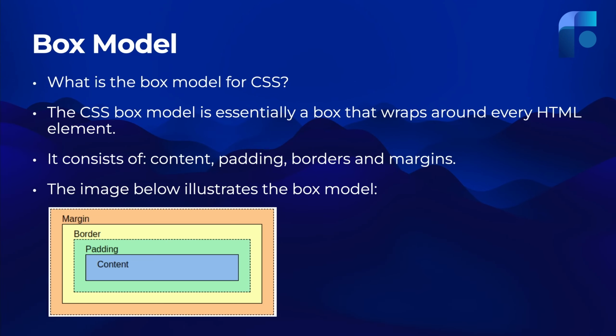So the CSS box model is something that wraps every single HTML element on your website. It is the order in which margin, border, and padding wrap around your content.